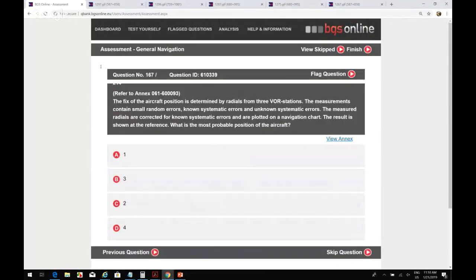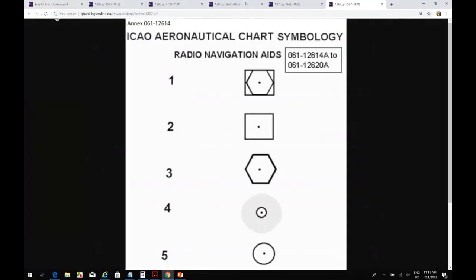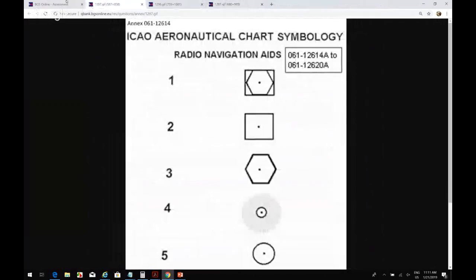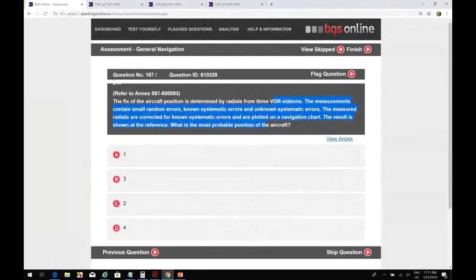Okay, fix the aircraft. So that's how many questions we've done, from 153 to 167. The fix of the aircraft position is determined by radials from 3 VOR stations. Measurements contain small random errors, known systematic errors and unknown systematic errors. The measured radials are corrected for known systematic errors and are plotted on a navigation chart. The result is shown at the reference. What's the most probable position of the aircraft?